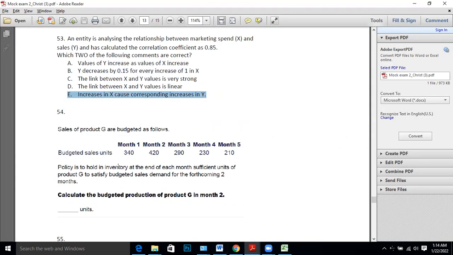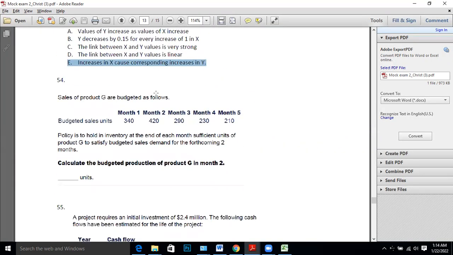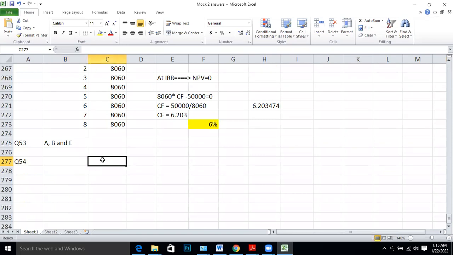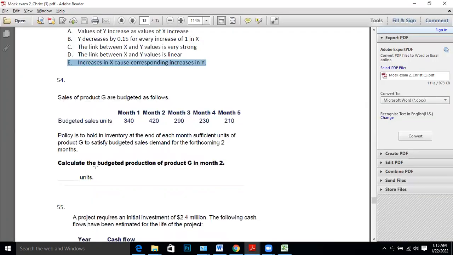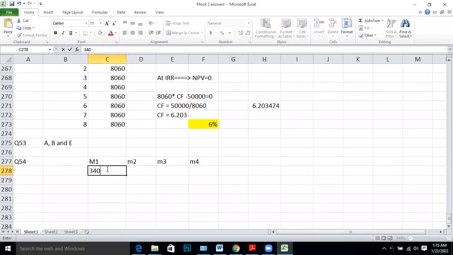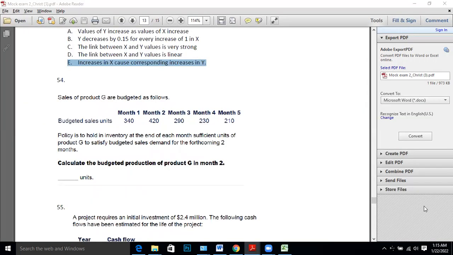54. Sales of product G are budgeted as follows. Policy is to hold inventory at the end of each month sufficient for units of product G to satisfy the budgeted sales demand of the forthcoming 2 months. Okay, so let's do this. Month 1, month 2, month 3, month 4. Sales are given as 340, 420, 290, 230, 210.